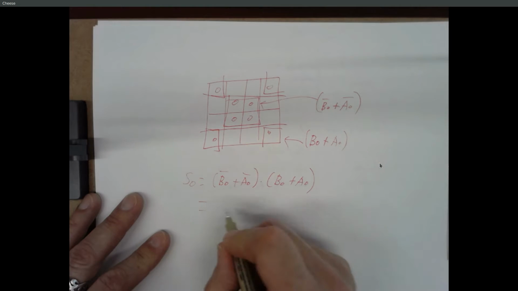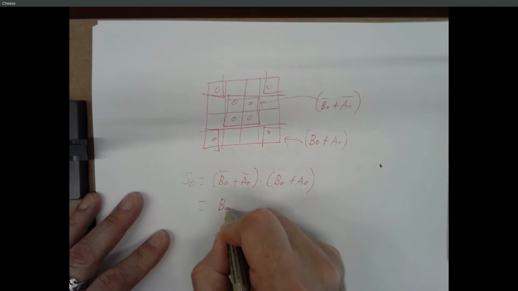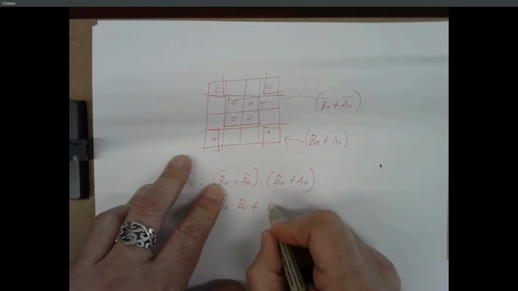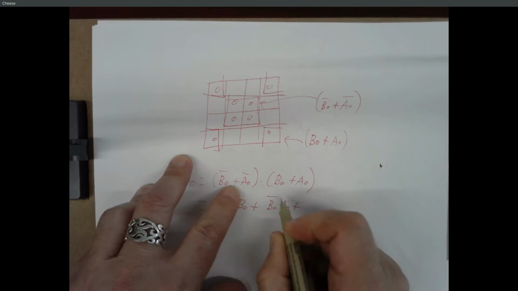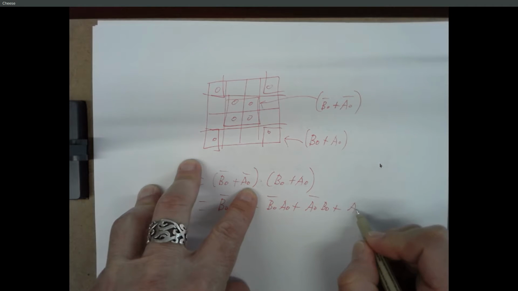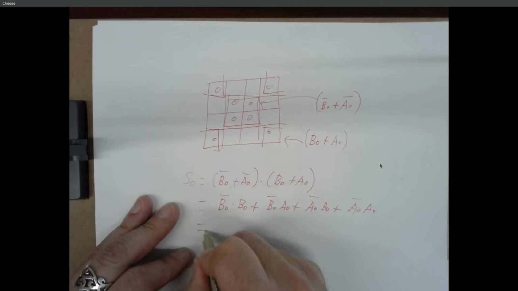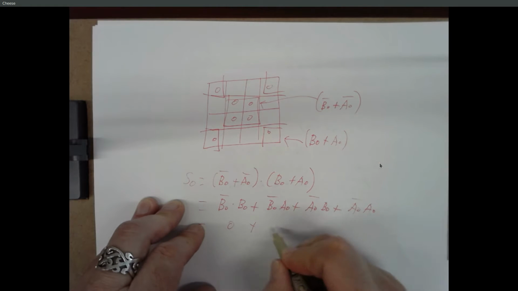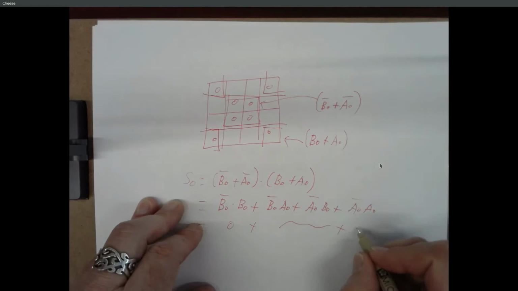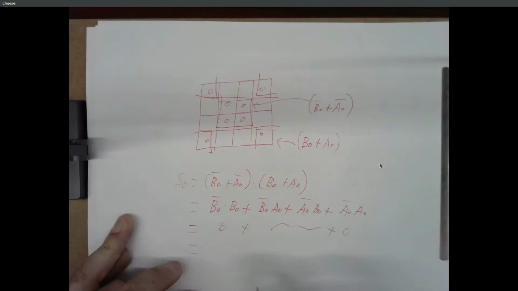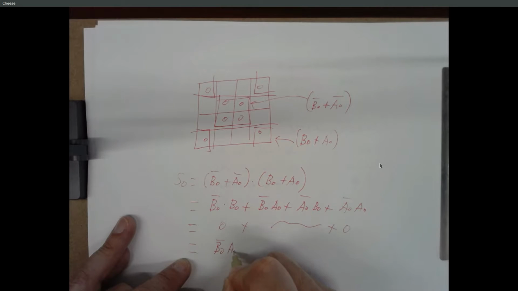Right? We can FOIL these. So B0 bar ANDed with B0. That's the first. Here's the outers. Here's the inners. And here's the lasts. Well, what is X ANDed with not X? That's equal to 0. And A0 bar ANDed with A0 is 0, and 0 ORed with something is just something. So these two terms basically drop out, and you get B0 bar A0 or A0 bar B0.